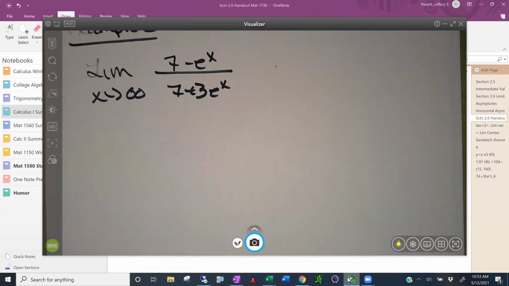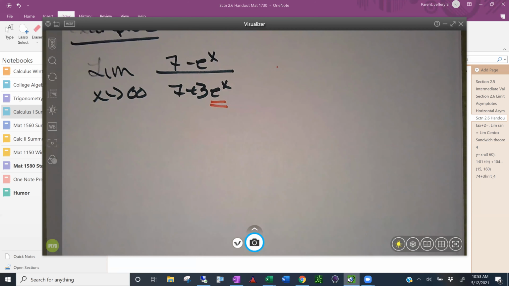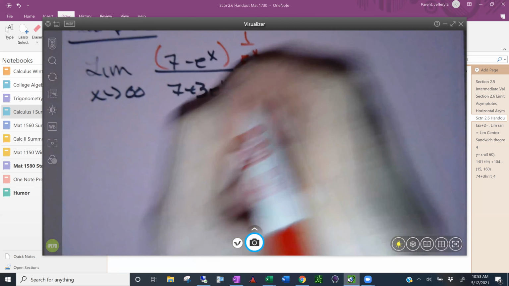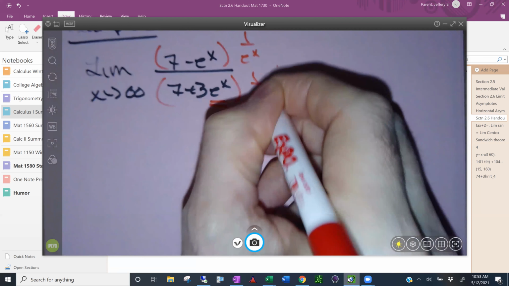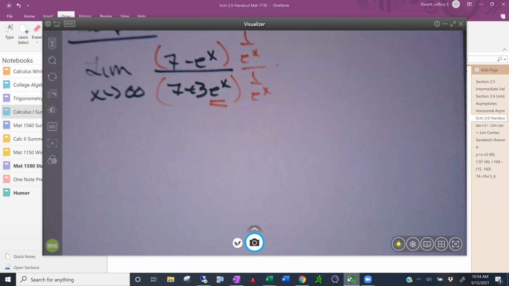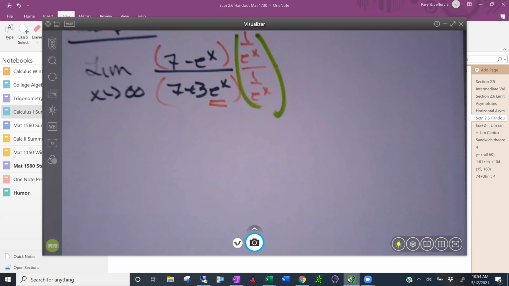Even though it's not quite a rational function like a polynomial, we can still treat it with the same techniques that we did with our rational polynomials. I want to divide by the highest degree term in the denominator, and in this case, it's just e to the x. So let me divide everything through by e to the x. The reason I'm showing this part is to emphasize that we're not changing the value of the fraction.